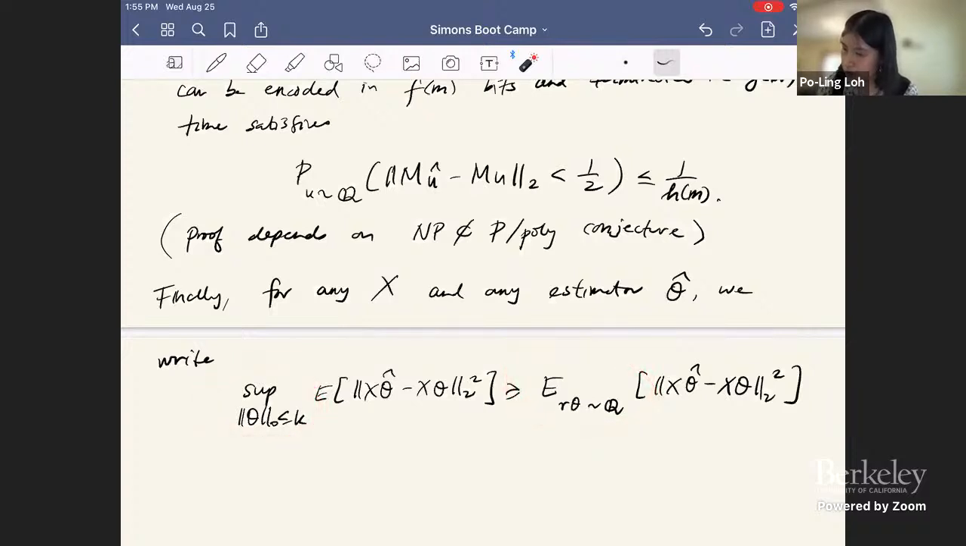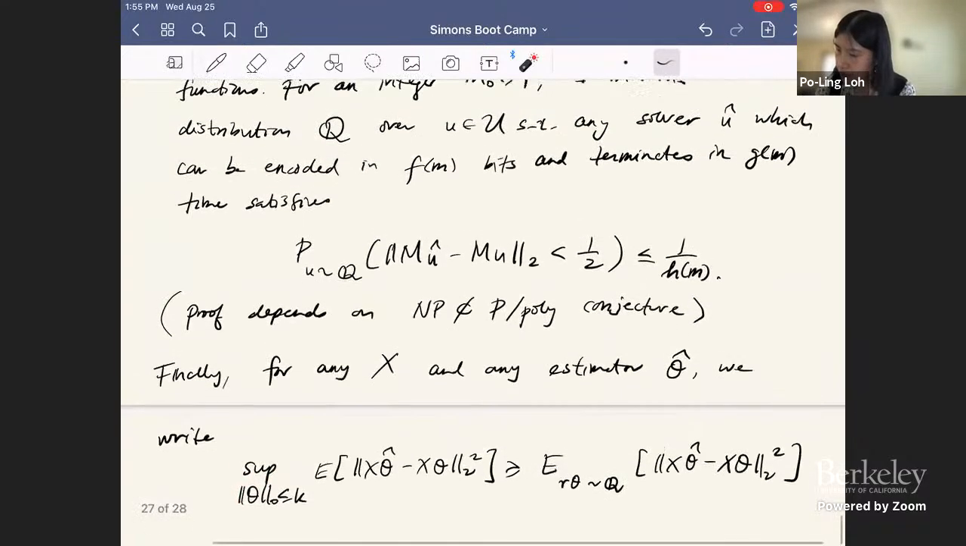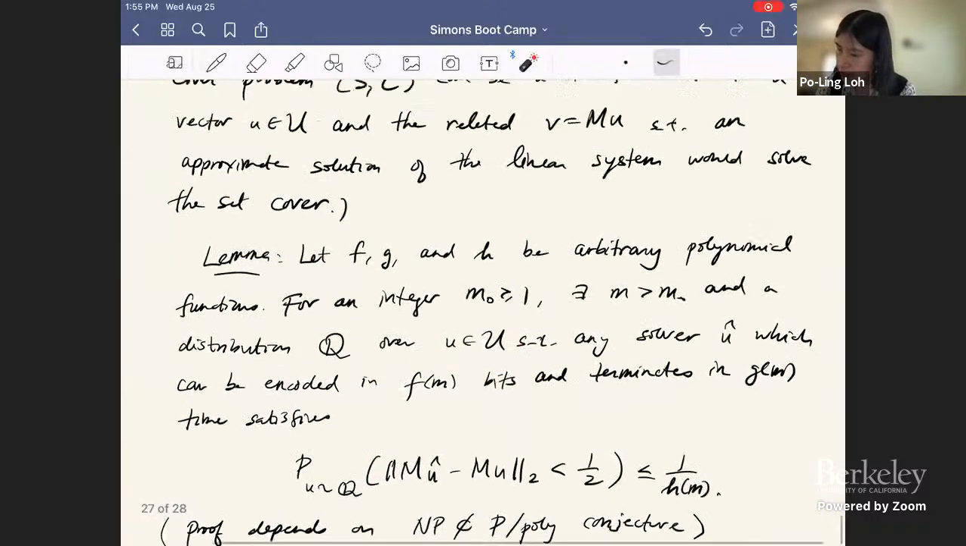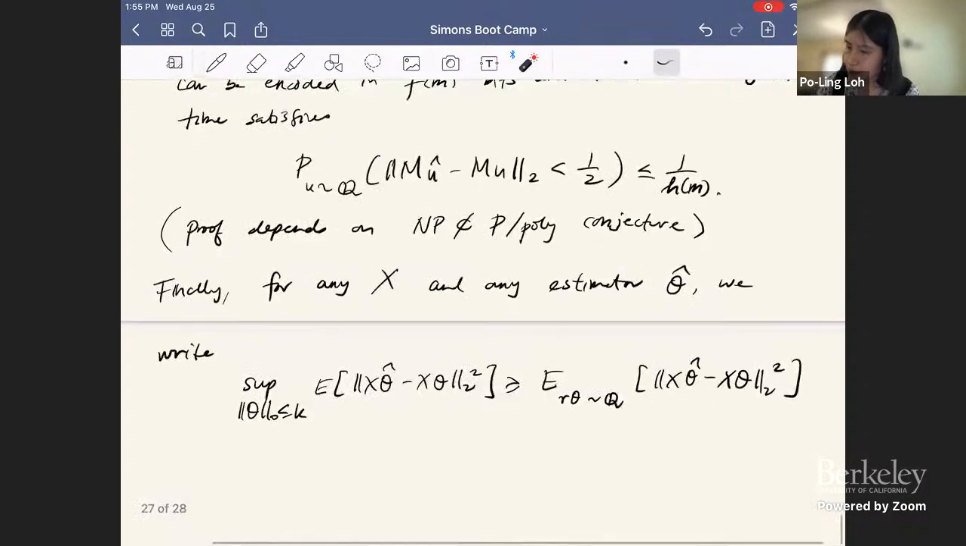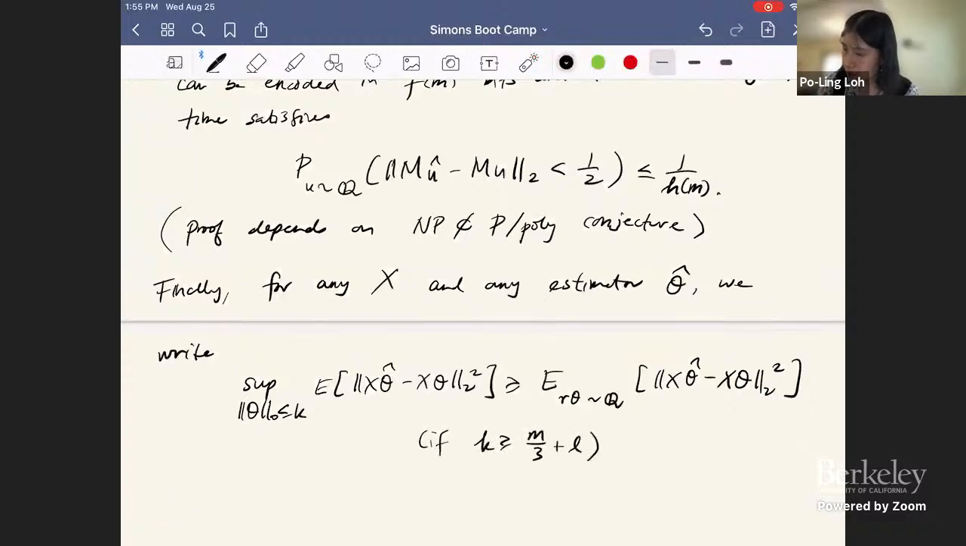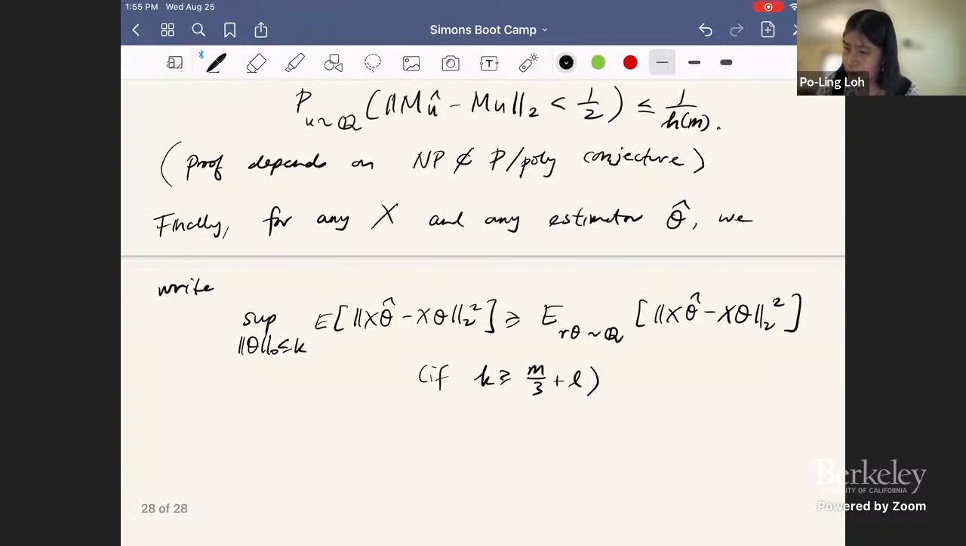And the reason why we can do this is that we need theta to be k-sparse. And the way that we defined the set U for which Q is defined is that it's also going to be k-sparse. It's a sparse set. The sparsity is m over 3 plus L. So this holds if k is at least m over 3 plus L. Okay, so we have this lower bound here. And what's the R for? This is just a scaling factor, which is chosen later. And maybe the other thing to say is R is related to gamma.